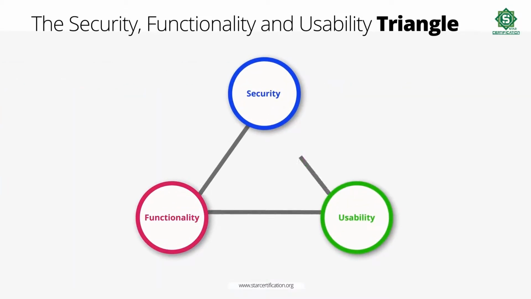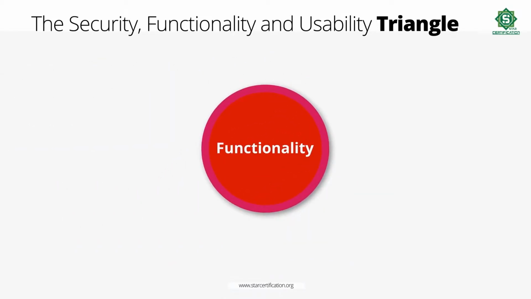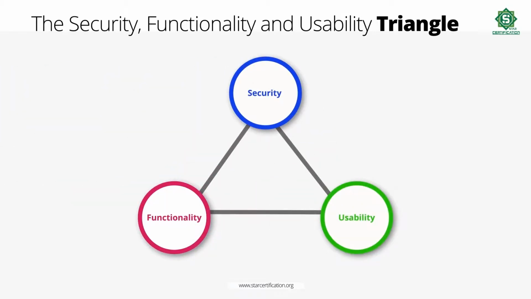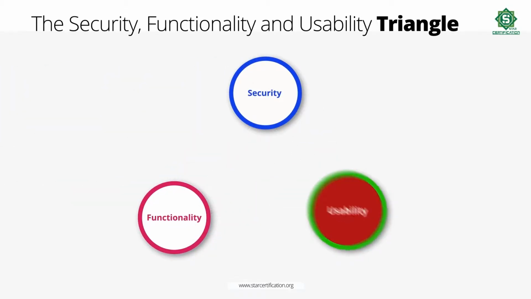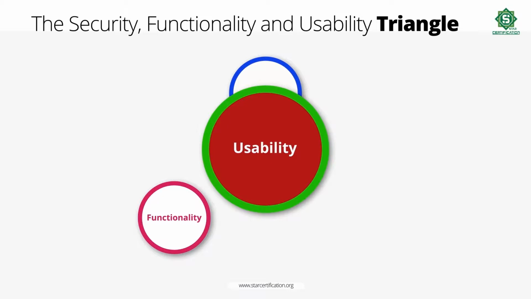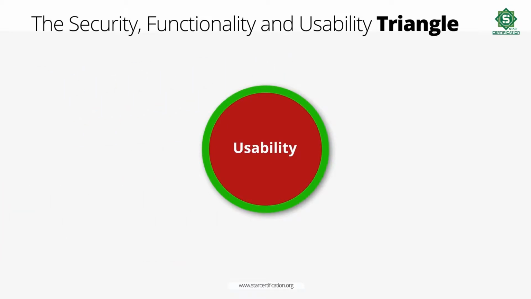As is apparent from the diagram, when we point at the functionality aspect, we find that we are drifting away from security and usability. Similarly, when we point at the aspect of usability, we are at the same time moving away from security and functionality.